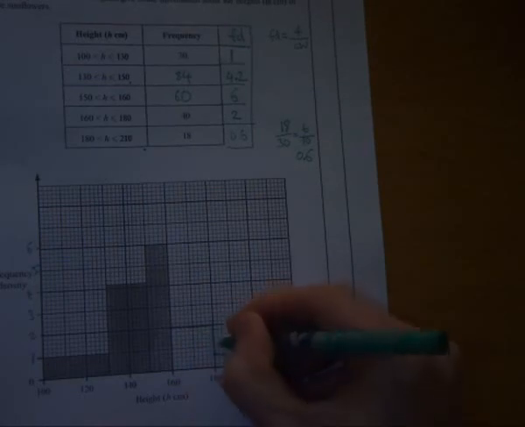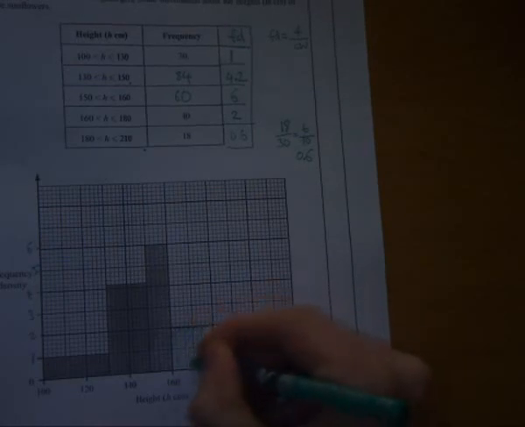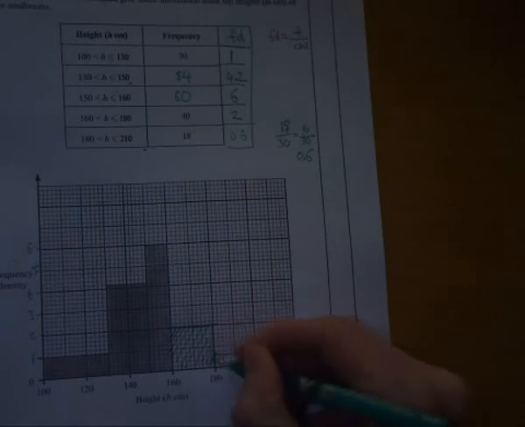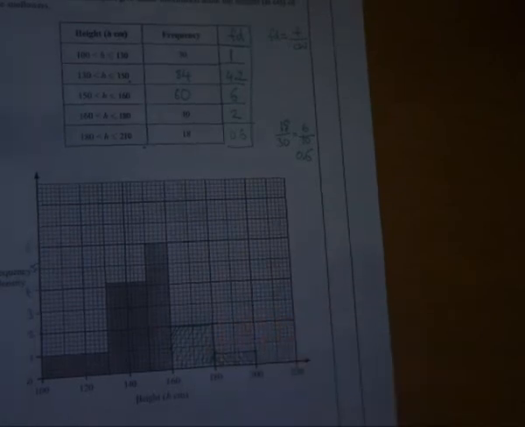And let's just do a bit of shading so the examiner knows exactly where I'm meant to be. There we go.